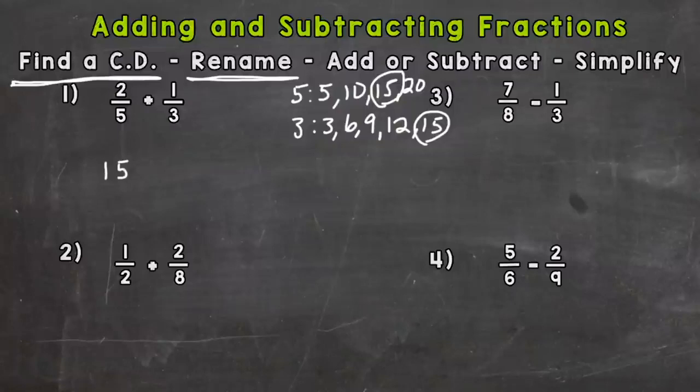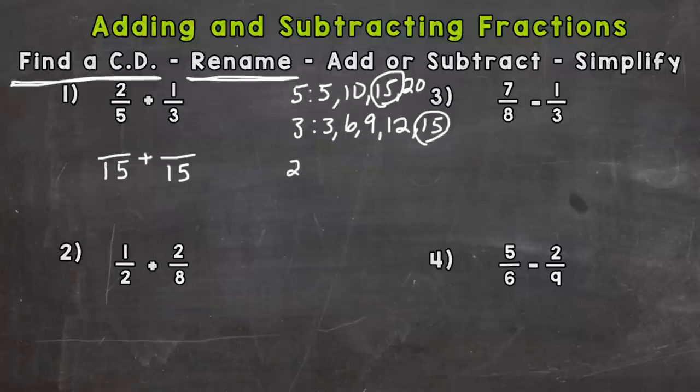So I'm going to write 15 plus 15 here. Now we cannot just drop our top number or numerator down because that fraction will not be equivalent. 2/5 is not the same as 2/15. So we're going to have to rename these with that 15.